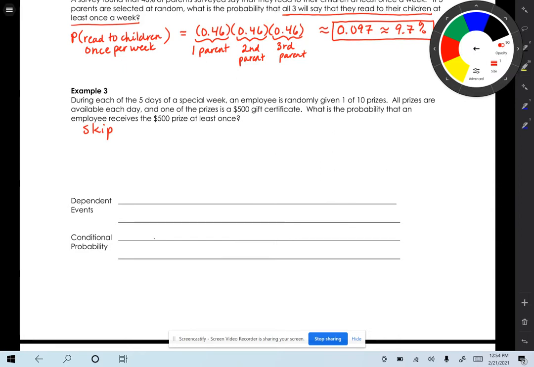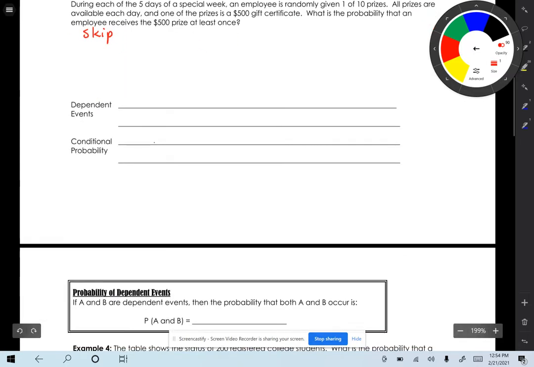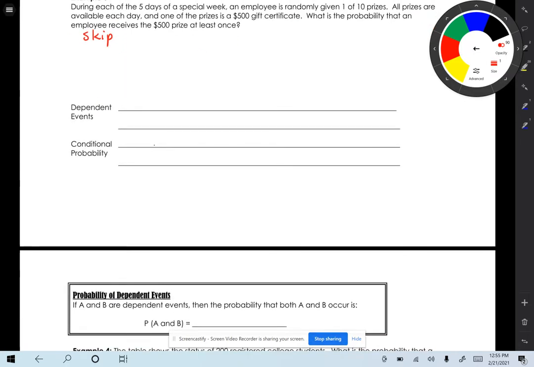Instead, we're going to go into what are dependent events. So the definition of a dependent event is when the occurrence of one event depends on the occurrence of the other.